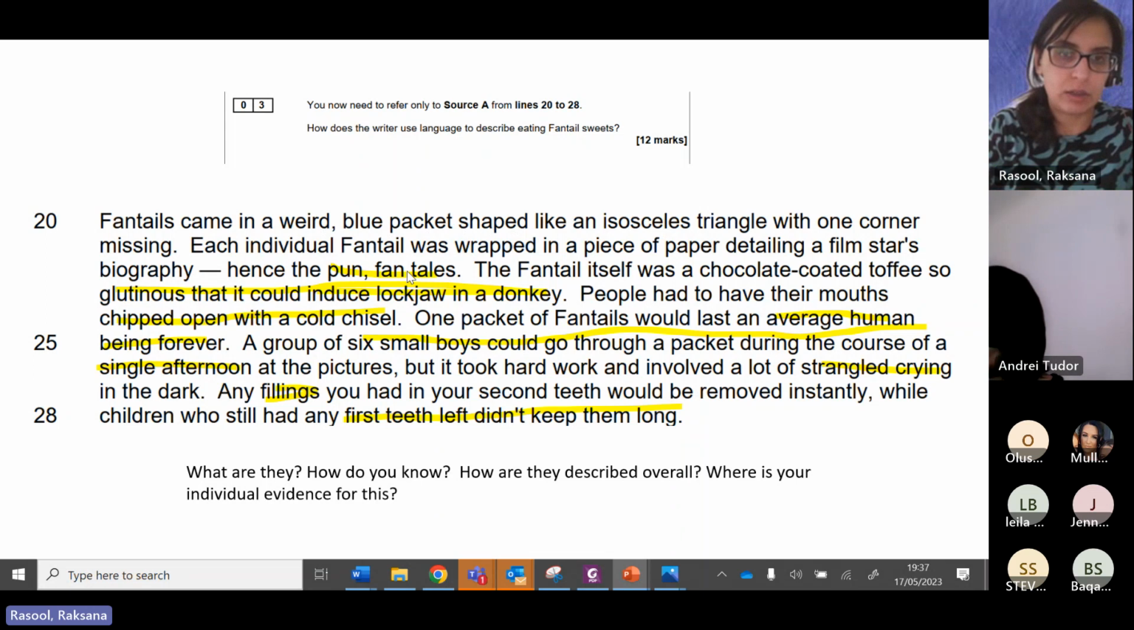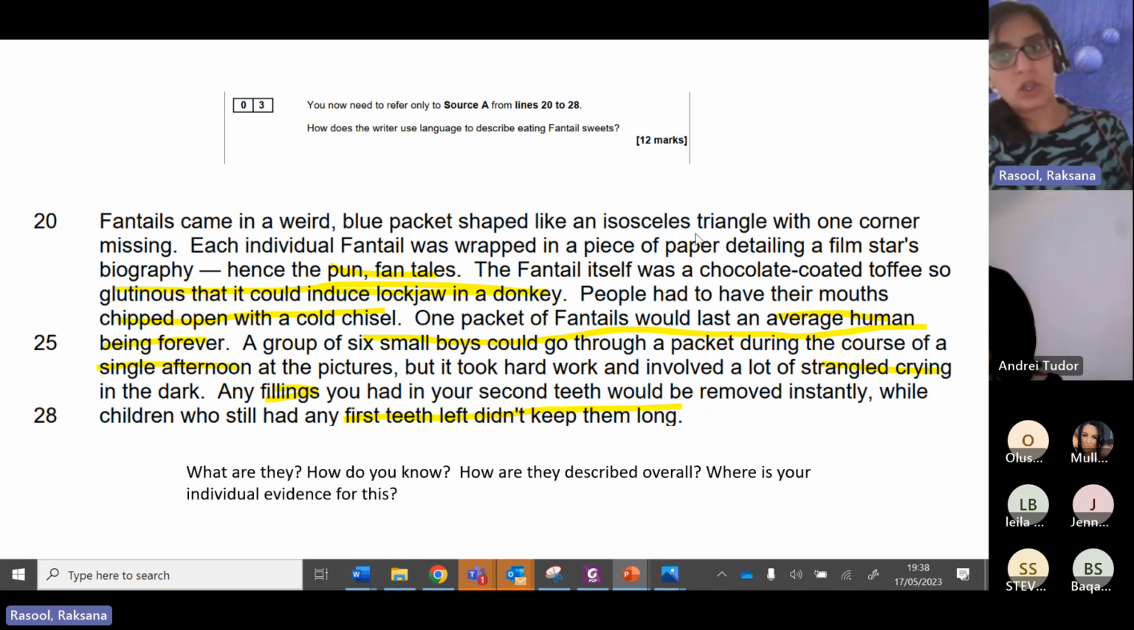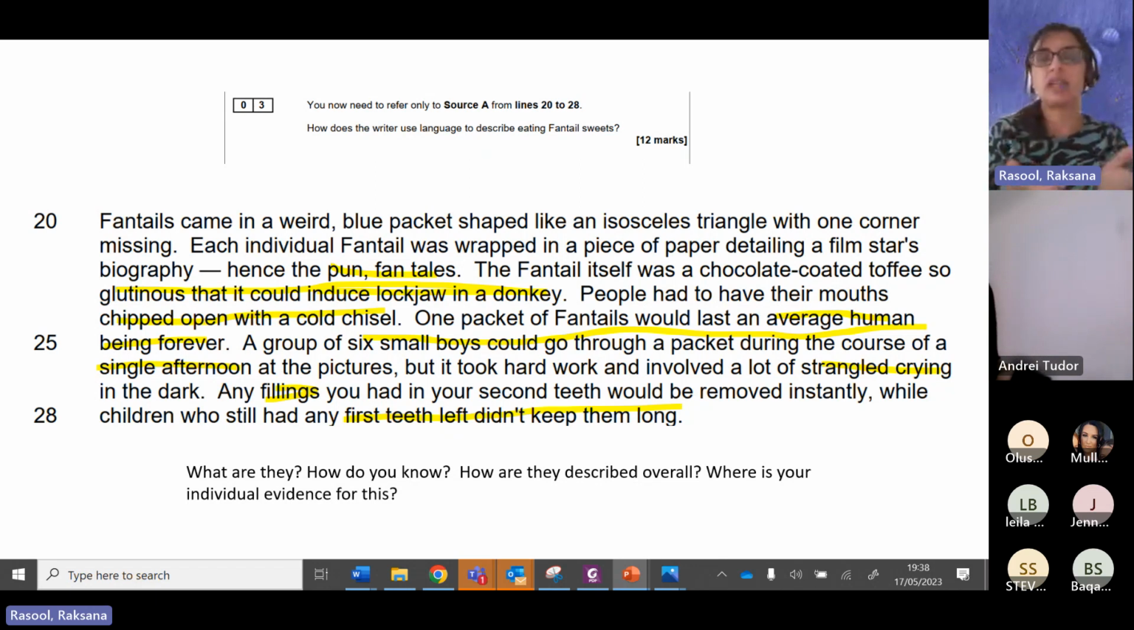If you did pick out the fantails and the shape of it, you could even say that part of the fun of the fantails, or part of the enticement of the fantails, was the fact that because it looked weird in a blue shaped isosceles triangle with fantails on it, that was part of the allure. So it wasn't just the fact that it's got toffee in it that makes it hard to eat. It's the packaging that's attractive, and it's the film stars' biographies and details that are attractive.